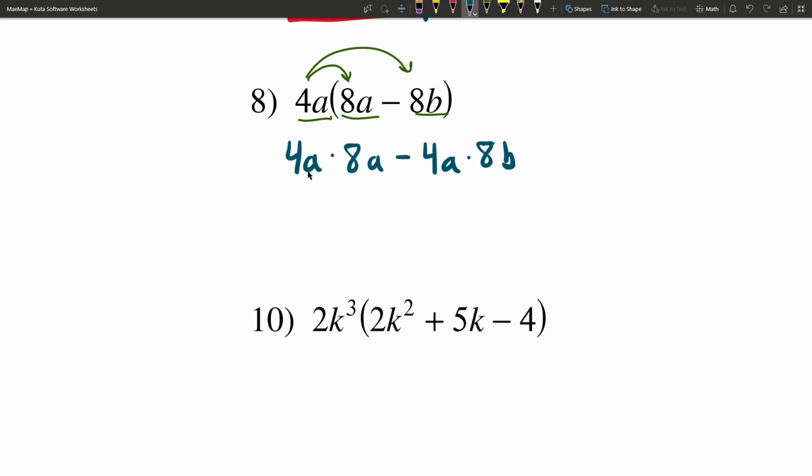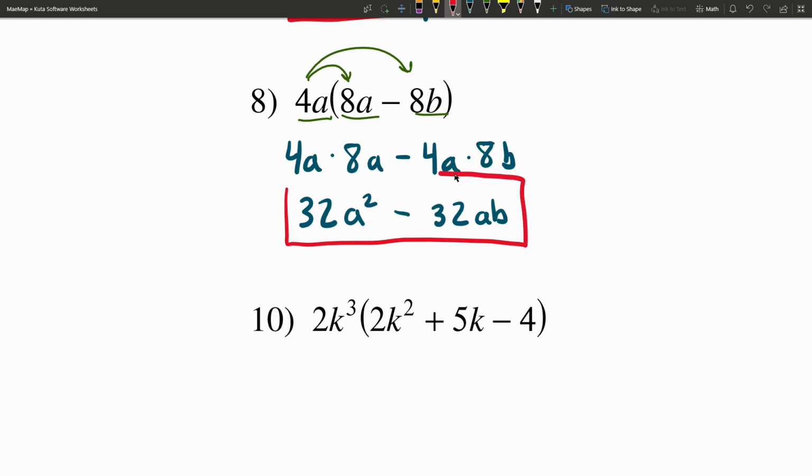We can multiply 4 times 8, that's going to give us 32, and we can multiply a and a together because they're the same variable. That's going to be a squared. Now we have to subtract the multiplication of 4a and 8b. 4 times 8, again, is 32, but a times b cannot be combined, so we're just going to leave it as ab. So 32a squared minus 32ab is our solution for number 8. Let's move on to number 9.